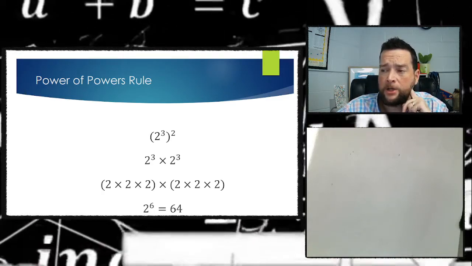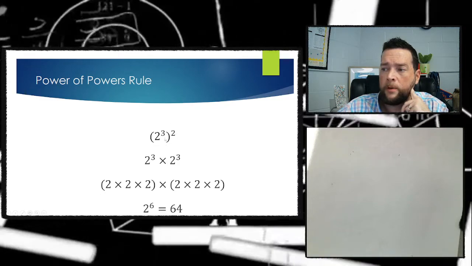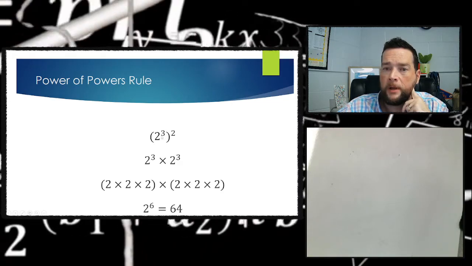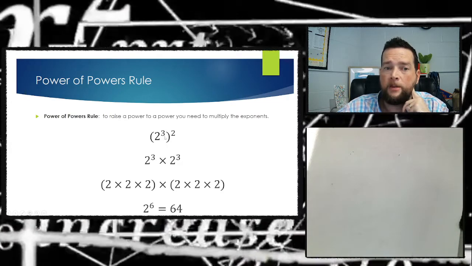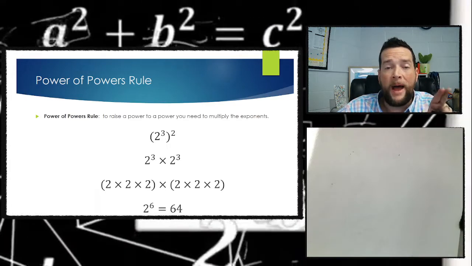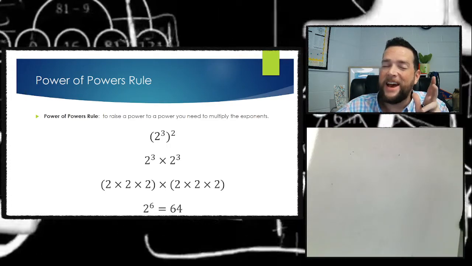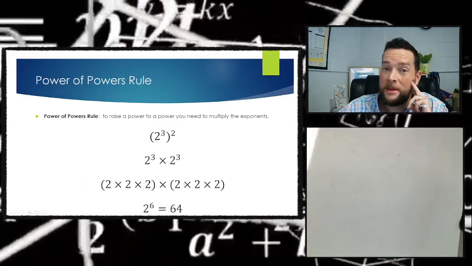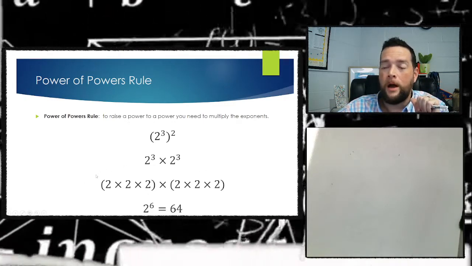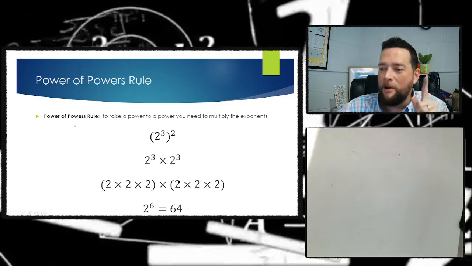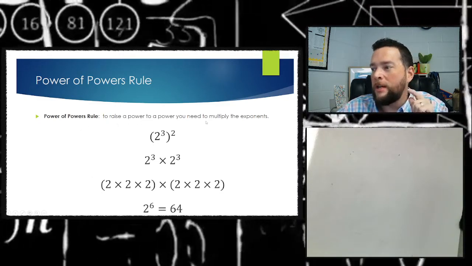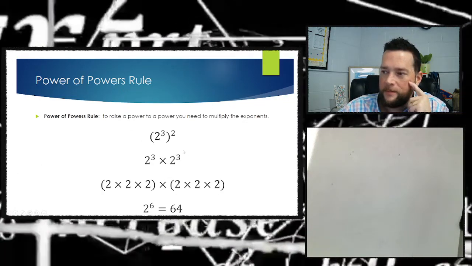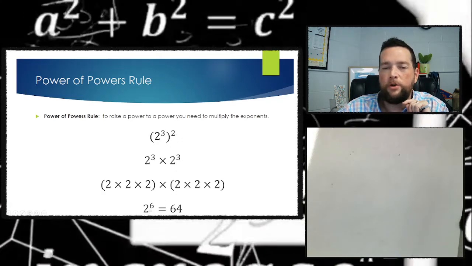So let's see if we can make the connection here. See if you can make the connection between 2 to the power of 3 to the power of 2 and 2 to the power of 6. Hopefully you see that we multiplied the powers. The power of powers rule says, and these get kind of confusing to say all at the same time. So that's why I'm showing you that if all else fails and you forget these rules, you can write them in expanded form and it's going to help you complete the problem. But the power of powers rule says to raise a power to a power, you need to multiply the exponents, and you keep the base. So 2 to the power of 3 to the power of 2 is really 2 to the power of 6.